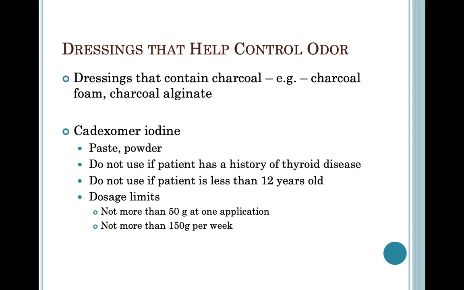One of the precautions with the use of iodine is that we have to check to make sure that the patient doesn't have thyroid disease, which would be a contraindication. And also we have to be careful with dosing. We don't use cadexomer iodine in patients that are less than 12. And also in adults, we don't want any more than 50 grams applied at once, and no more than 150 grams a week.